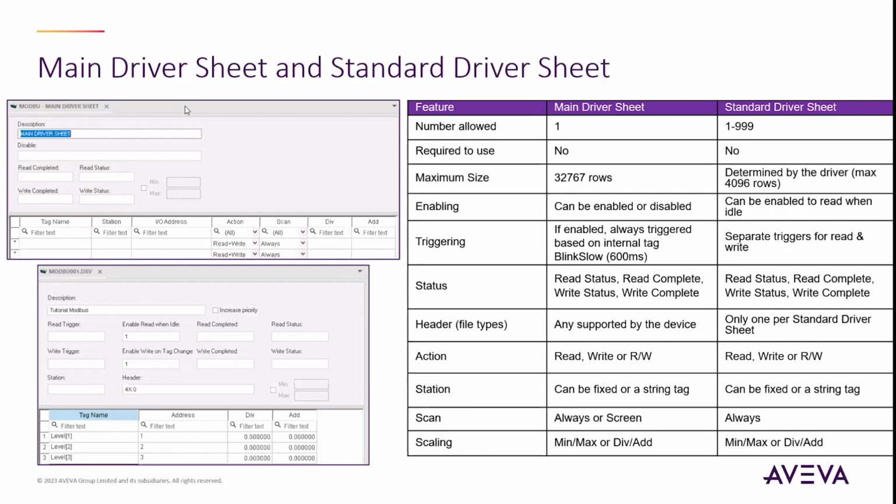Originally, AVEVA Edge only had the standard driver sheets, but the current product manager requested for the main driver sheet to be added. The reason is that before he was the product manager, he was actually a customer. As a customer, he didn't really care about everything you can do with the standard driver sheet. He just wanted to put everything in one driver sheet, do a mixture of data types, and have it manage it all for him. That's when the main driver sheet was added. So you can add all your data types, and it will optimize it and work it out for you.